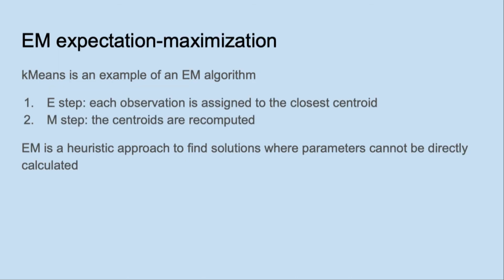kMeans is considered an example of the expectation maximization algorithm, EM. In the E step, each observation is assigned to the closest centroid. In the M step, the centroids are recomputed. EM is a heuristic approach that finds solutions where parameters cannot be directly calculated. Let's look at another example of kMeans.